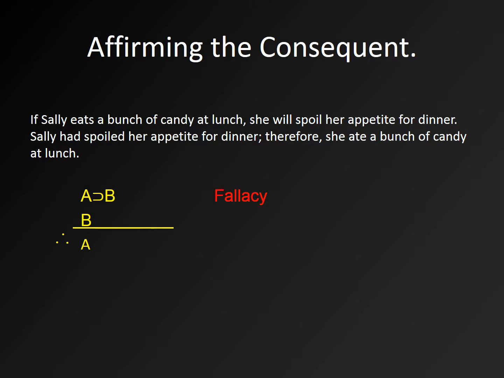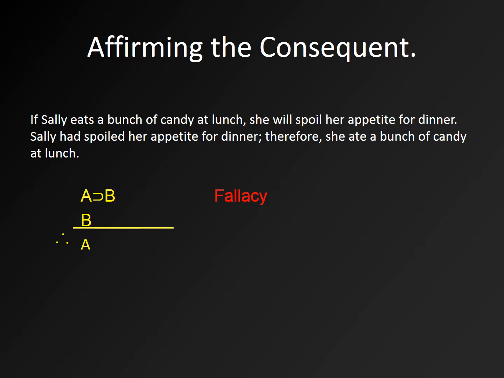Here is the form. If Sally eats a bunch of candy for lunch again, she will spoil her appetite for dinner. She had spoiled her appetite for dinner, therefore she ate a bunch of candy at lunch. If A then B, B is true, therefore A is true. And remember, this is a fallacy. This isn't correct.